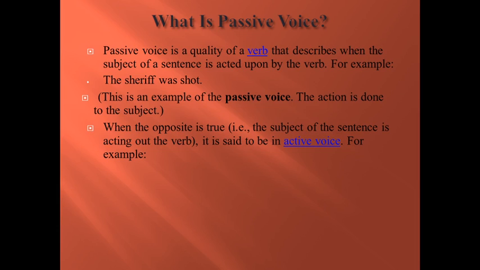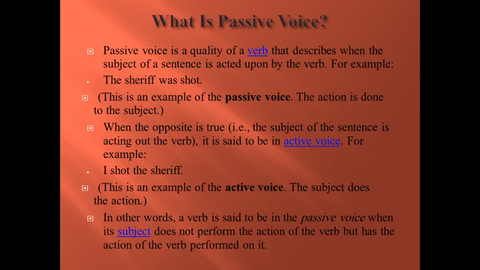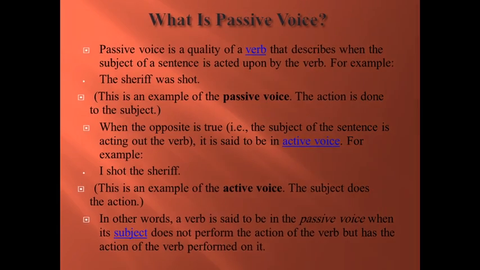When the opposite is true, that is to say, the subject of the sentence is acting out the verb, it is said to be in the active voice. As we can see in this example, I shot the sheriff, it is an active voice. This is an example of the active voice. The subject does the action. In other words, a verb, we can say, is said to be in the passive voice when its subject does not perform the action of the verb, but has the action of the verb performed on it.